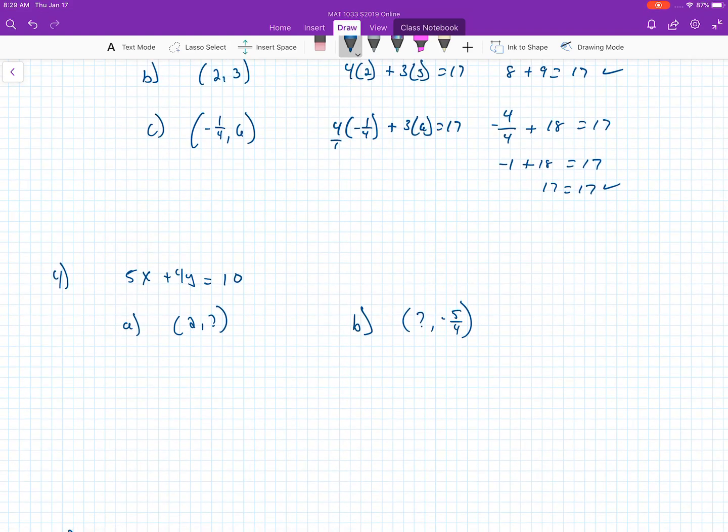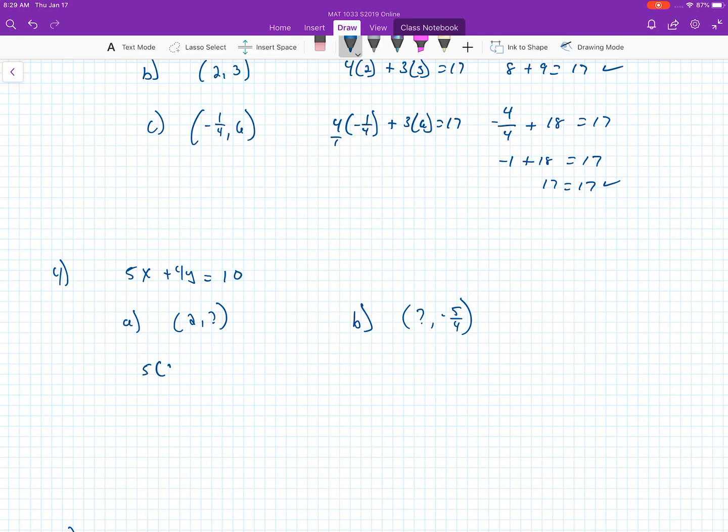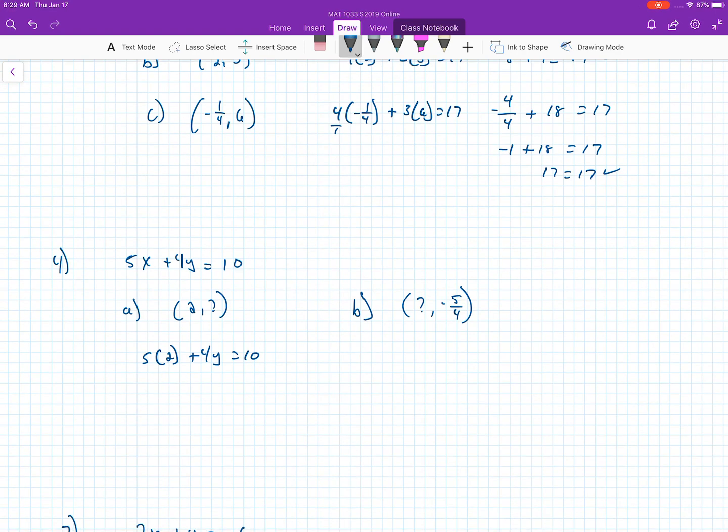All right, so now we're going to find the unknown coordinates to make sure that it satisfies the equation. Since I have the 2 and that's my x, I am, in essence, solving for y, right? So then this is going to be 5 times 2 is 10. Then I'm going to subtract 10 from both sides. And I get 4y is equal to 0, which means that y is equal to 0 because I divided both sides by 4. So then for A, the missing coordinate would be 2, 0.